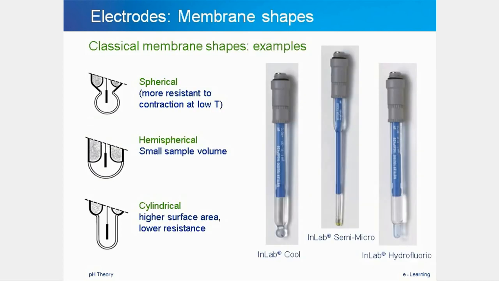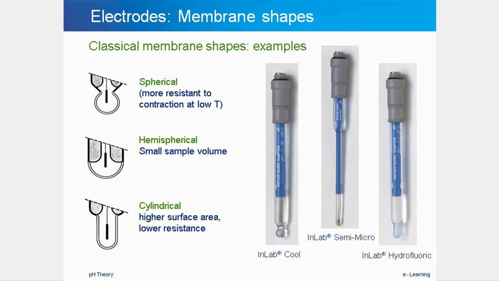The shape of the membrane is important for the reaction of the electrode to the solution. If the membrane is spherical, it is more resistant to contraction at low temperatures and therefore suited to low temperature measurements. An example of this is the InLab 428 electrode, which is shown on the leftmost photograph in the slide.